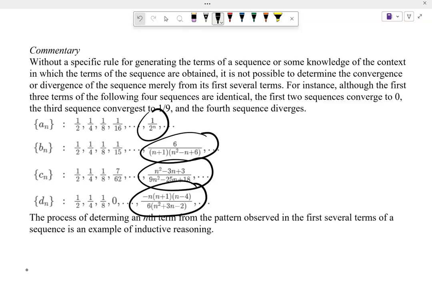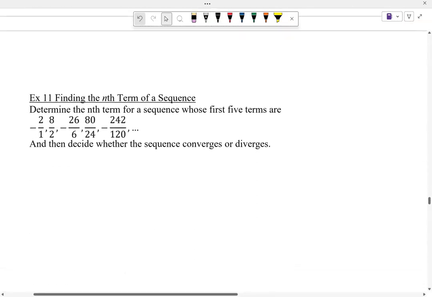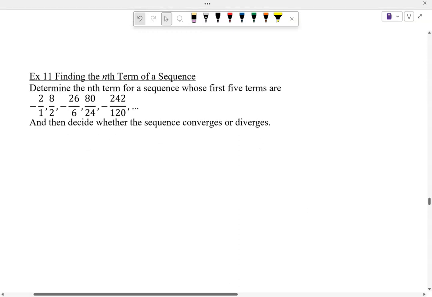Would you have known that if you just had the first set of 3 numbers? No, because all the first 3 numbers are the same, right? There's no way to know that without the formula. So thus the power of the nth term formula.